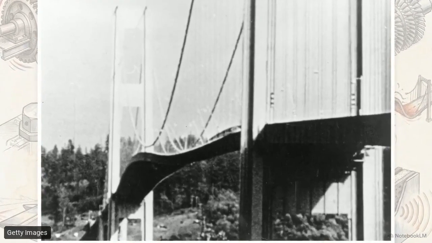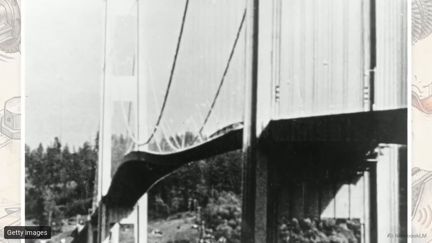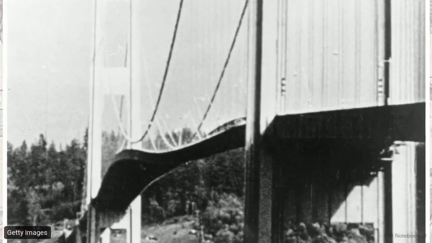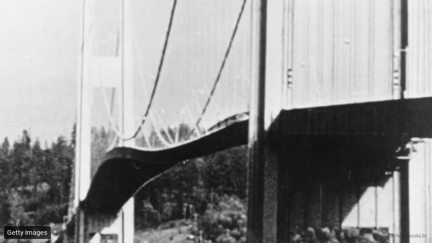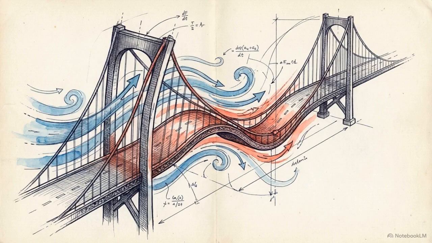of control. We can see this physical reality in the 1940 collapse of the Tacoma Narrows Bridge, where solid steel and concrete warped like liquid. Wind-induced oscillations matched the bridge's natural frequency. This continuous input of energy forced the amplitude to grow until the structure tore itself apart.